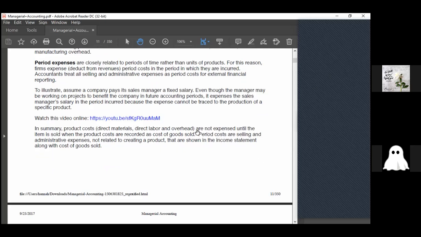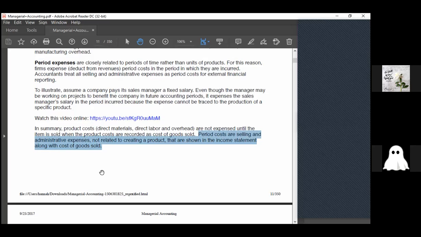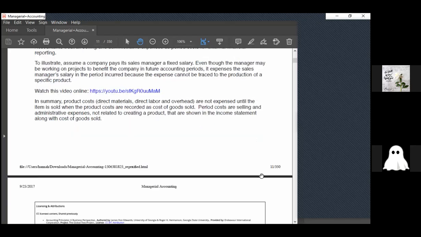So as they mention here, period costs are selling and administrative expenses not related to creating a product that are shown in the income statement along with cost of goods sold. So this is not related to the expenses that are shown in the cost of goods sold in the income statement. Okay.